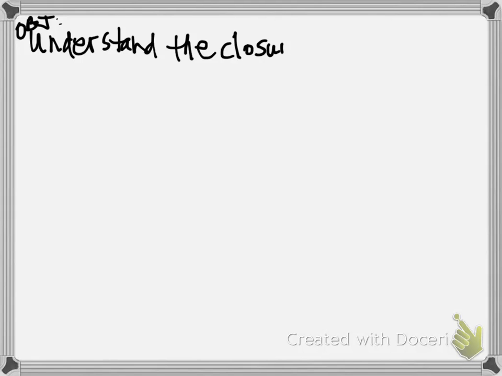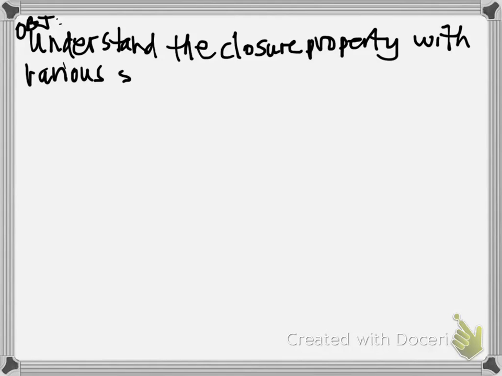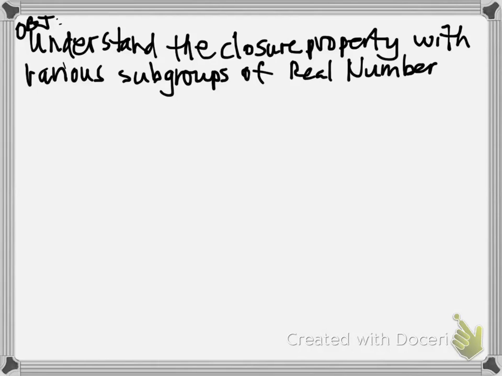To understand, so OBJ, to understand the closure property with various subgroups of real numbers. So let me ask you this. The word subgroups may be the one that's a little bit strange. Can somebody name some subgroups of real numbers?